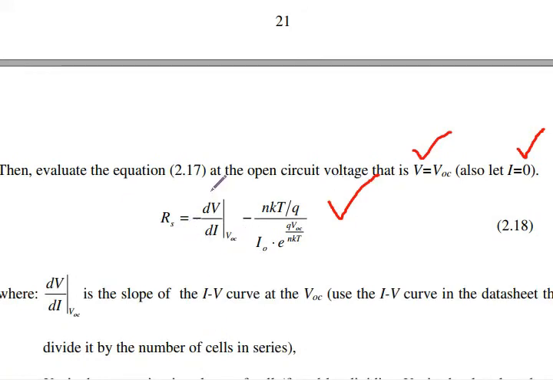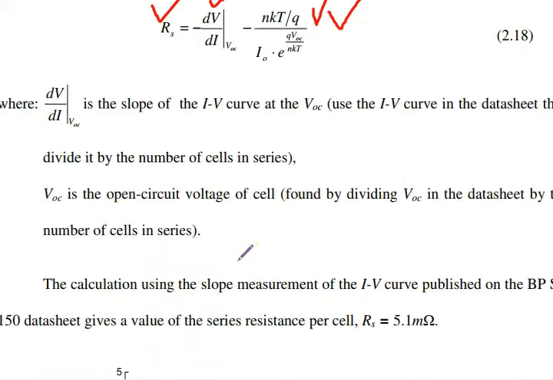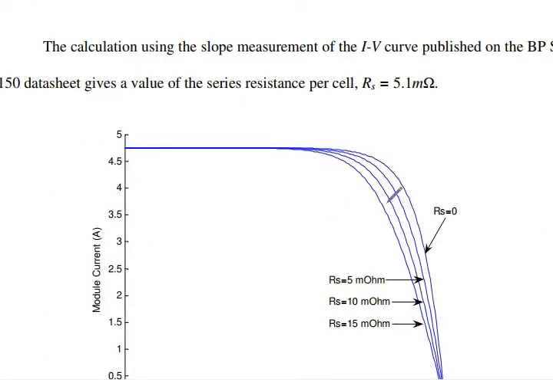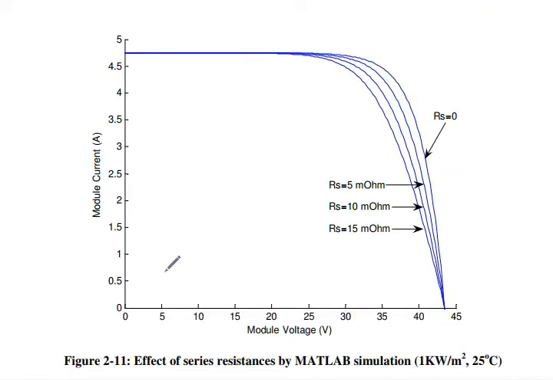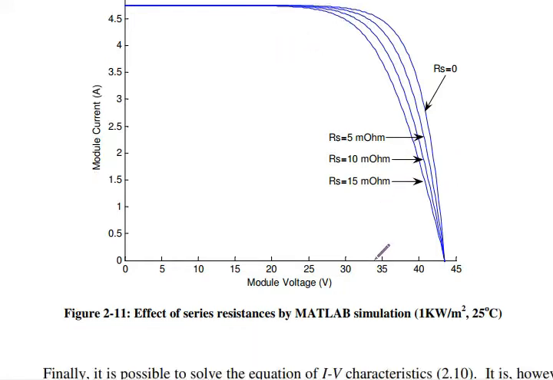So R_S is equal to this, and at open circuit voltage dV by dI is given in the data sheet. We take this from the IV curve of the data sheet. Everything else is known, so we have also calculated the series resistance R_S. The impact of this series resistance on the IV characteristics of a PV module is given by this equation. If it is 0, the slope is steep, and it reduces as we increase the value of this series resistance.